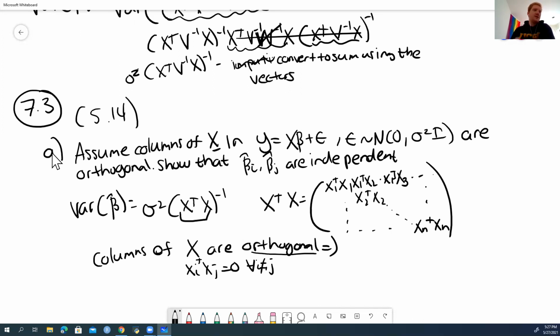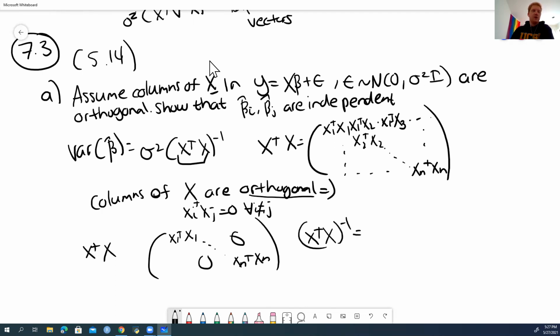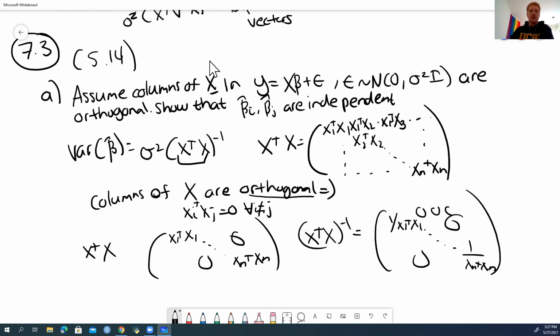So you'll notice that if they're orthogonal, then all the off diagonals will be 0, right? So if all the columns of X are orthogonal, that means all the off diagonals are going to be 0. So what we're going to get is something that looks like this. 0, 0. Okay, that's what X transpose X will look like. So remember, X transpose X inverse will also be a diagonal matrix, because that's how it works. This will be 1 over x1 transpose x1, all the way up to 1 over xn transpose xn, and these will all still be zeros. And then the variance, which is sigma squared times this, will have all these zeros here, right?